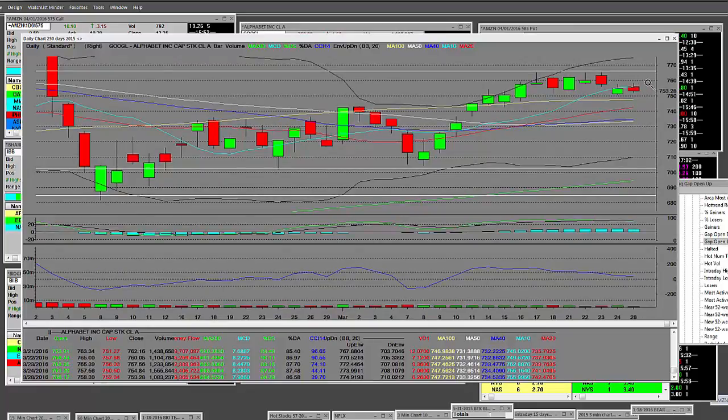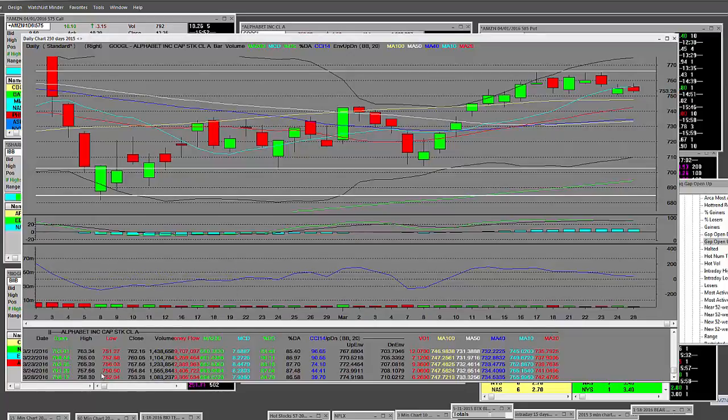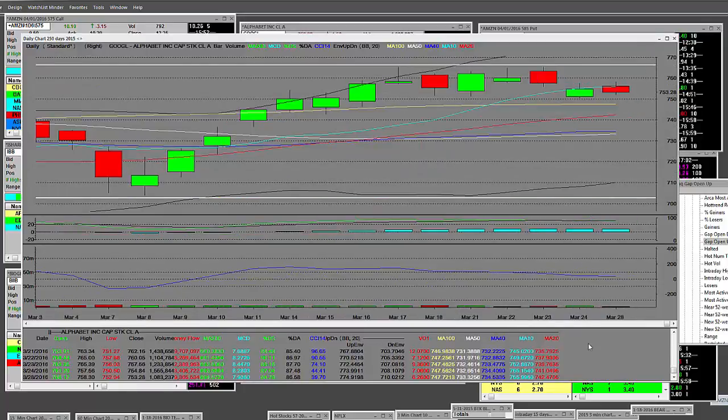The blue line on Google is exactly the 10-day at 755.99. And today, when we closed out of it, we closed out on the last print there at 753.28. Now, having said that, I'm going to buy some weekly put options on Google.